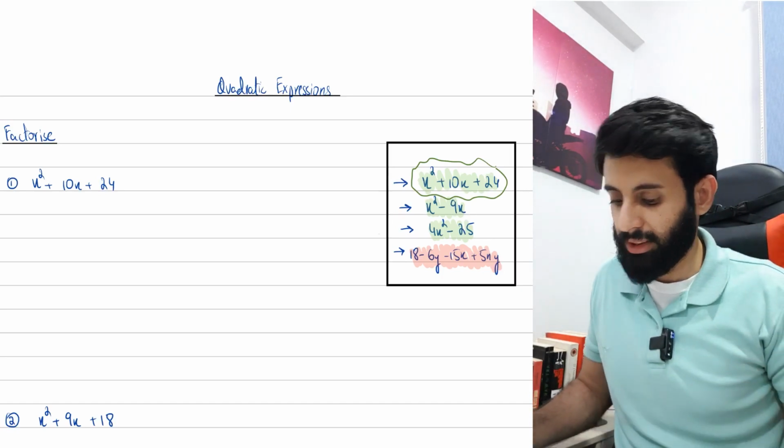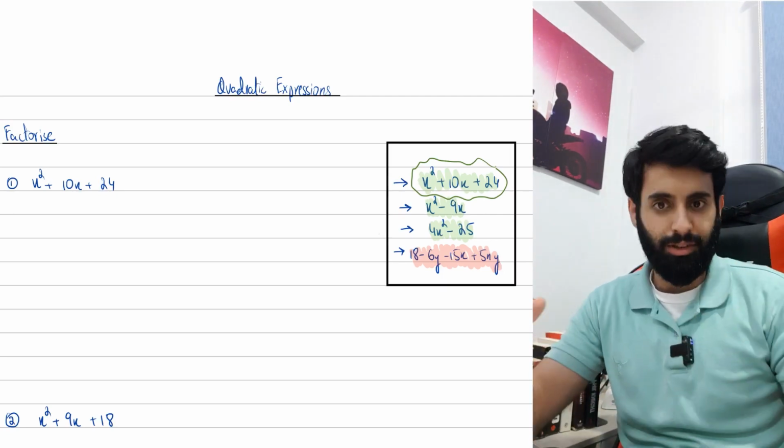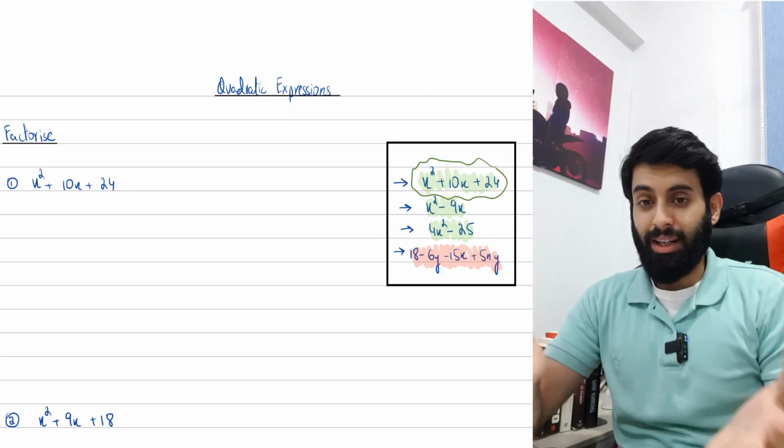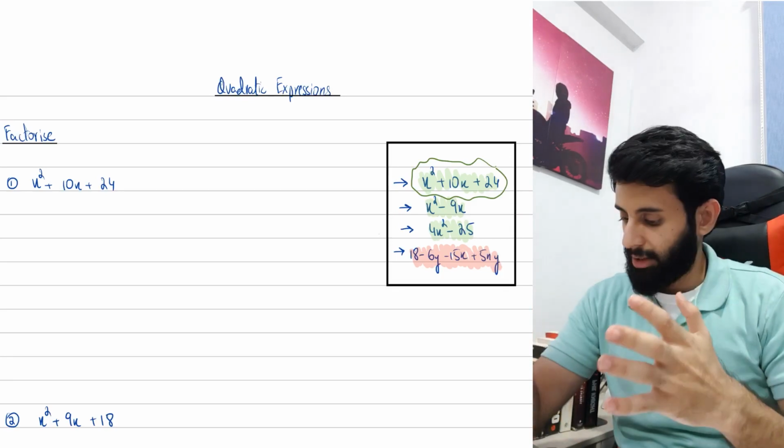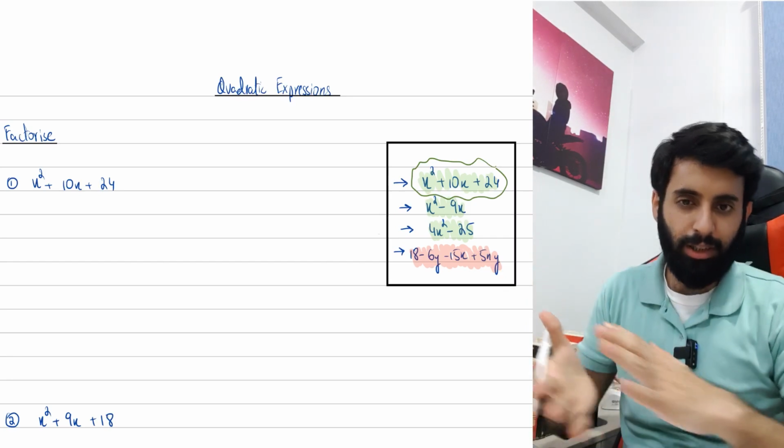So we have x squared plus 10x plus 24, and we're going to factorize this. So the first thing you want to do is make sure that the equation is written nicely. By that I mean that it's in an order where you have the term with x squared first, and then the x, and then the constant. So that's how it should be: x squared, x, and constant.